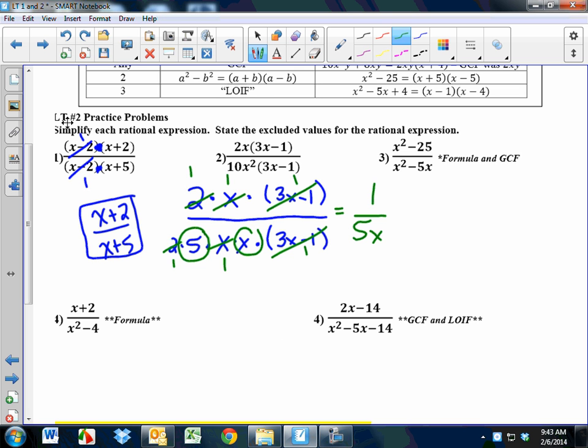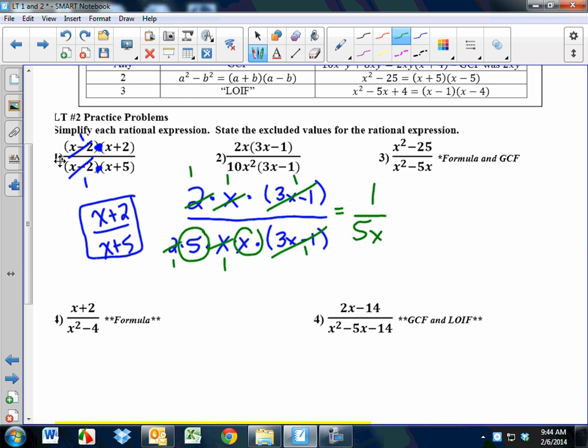Now that's just the simplified part. We haven't stated the excluded values, which is something I think we should save for a more in-depth explanation when you come back to class after watching the video. But I'll give you the quick version. The excluded values are what would make the original problem undefined.